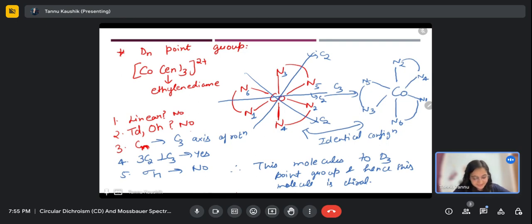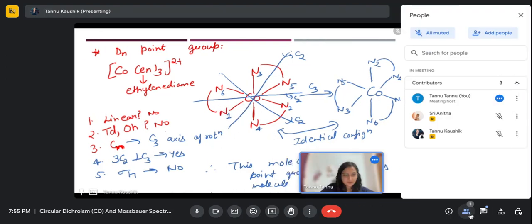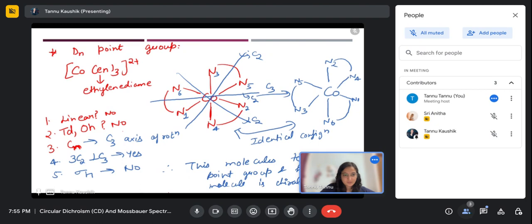So these were the examples I have taken today. So I hope you were able to understand these examples. And if you have any doubt, you can ask me in the next session. And also, whoever is present in the meeting, let me check. Okay. So we have only one participant now. Do you have any question, Anita?